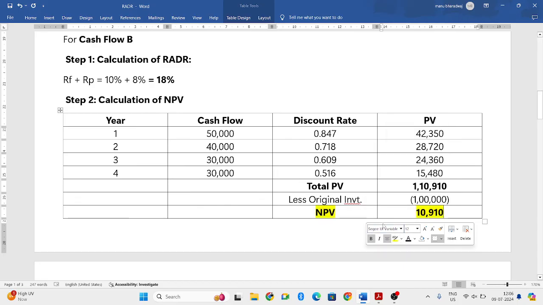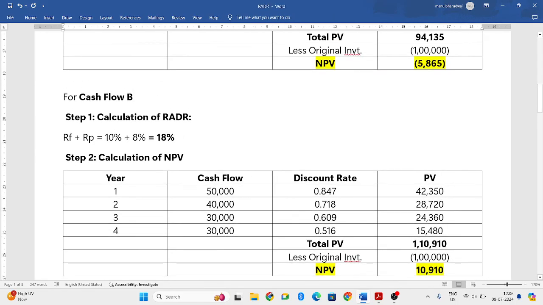So which one has to be preferred? The positive NPV has to be preferred. So cash flow B will be preferred. You have to write a comment that cash flow B is preferred since it has a positive NPV. This is how you need to solve the problem.